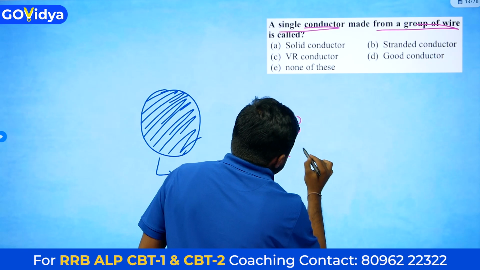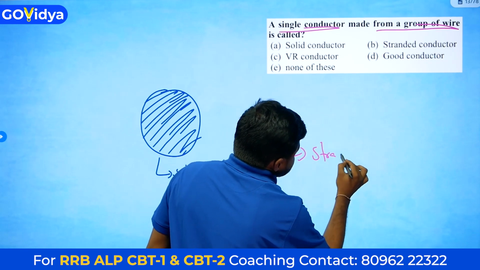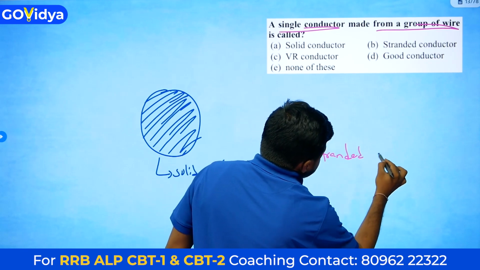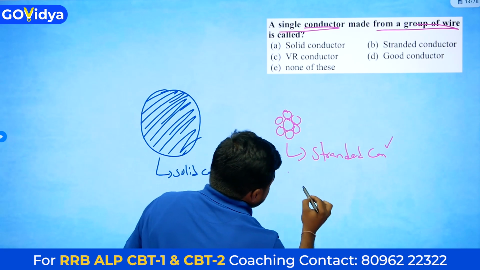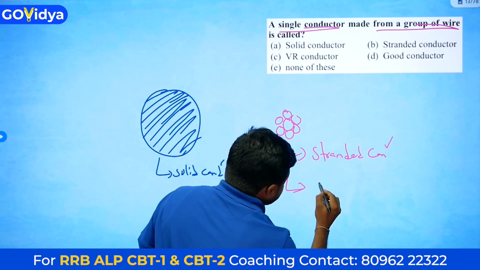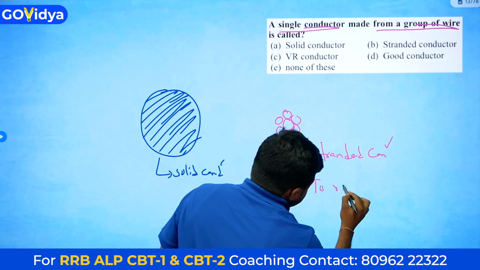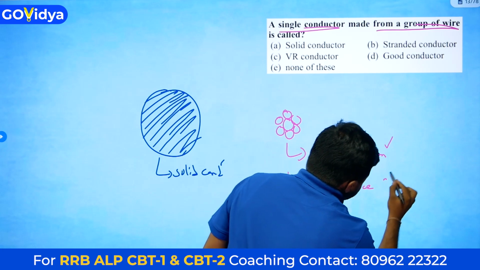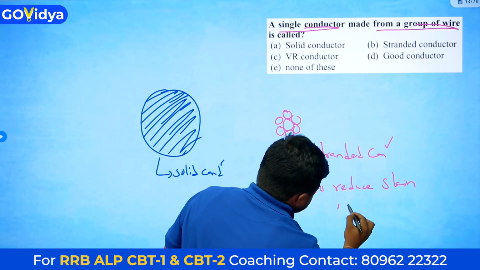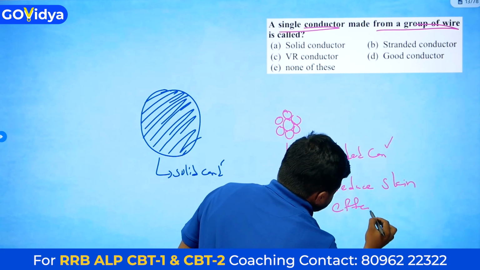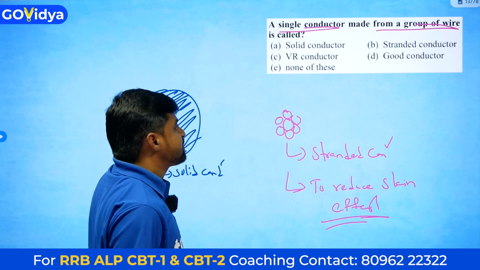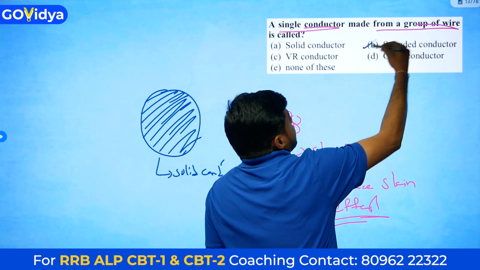This is a stranded conductor. Stranded conductors are used to reduce corona loss and skin effect, to reduce skin effect. From the options, option B is the correct answer.